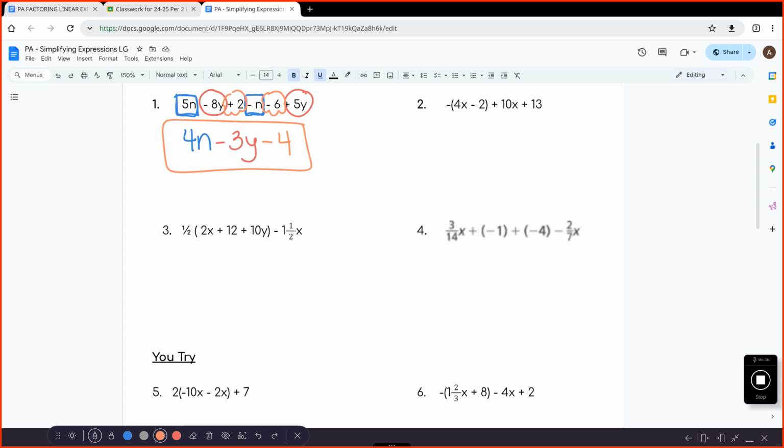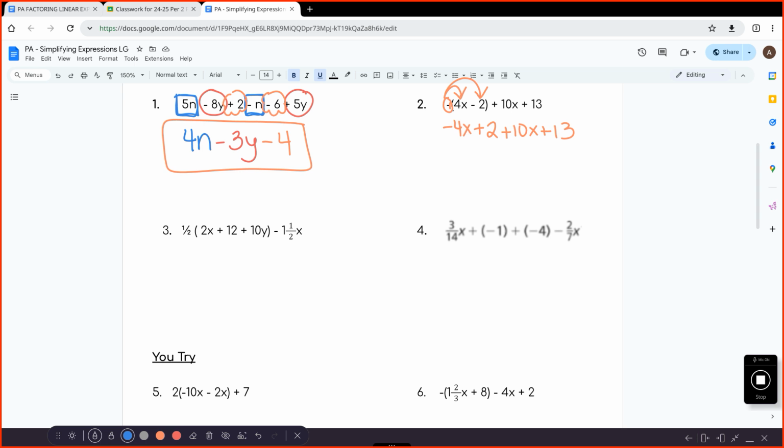All right, number 2, we have here a negative next to the parentheses. Whenever you have this, I automatically want you to insert the 1. And now we are going to distribute a negative 1. Negative 1 times 4x gets you negative 4x. Negative 1 times negative 2 gets you positive 2. And the rest of this, we're just going to drop down.